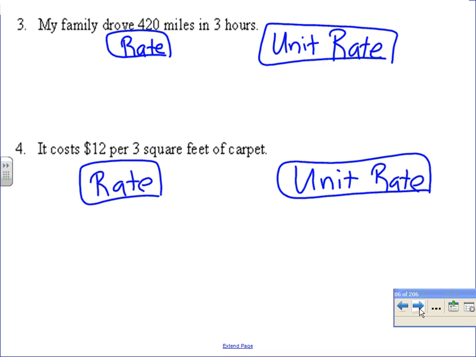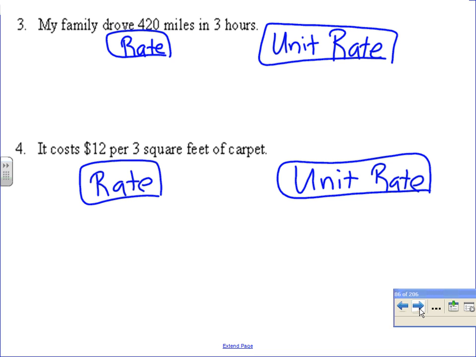So remember, the rate is comparing two quantities. The unit rate is always going to compare a unit or a quantity. It's going to have 1 in the denominator. Exactly, Charles. That's why.